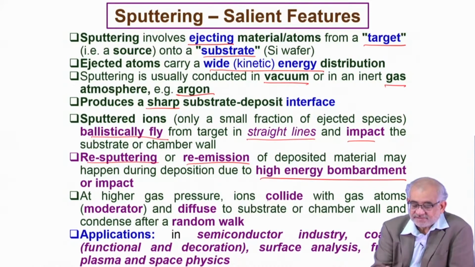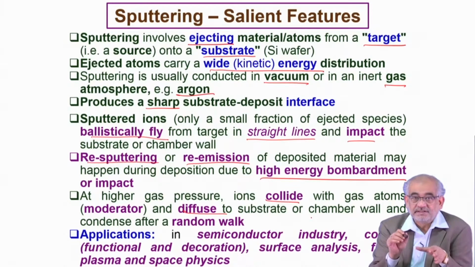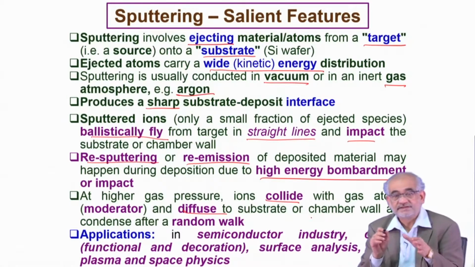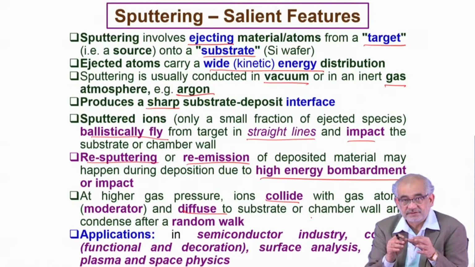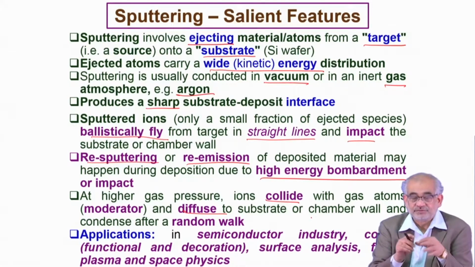So at higher gas pressure, the ions can collide with the gas atoms, which are used as a moderator, and diffuse to the substrate. And when it actually hits and goes and sits inside, it can create a certain diffusion gradient, and in the process it can move inside the substrate and proceed up to a certain depth.